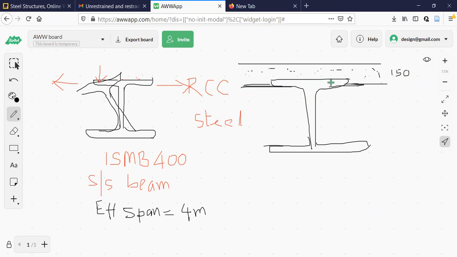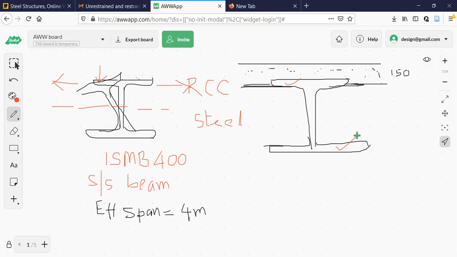So if this is the compression flange, because as you know, there are compression and tension zones. In the case of a simply supported beam, there is one compression zone and one tension zone, divided by the neutral axis. That is why when I say this is the compression flange, this one is the tension flange. So don't think too much.